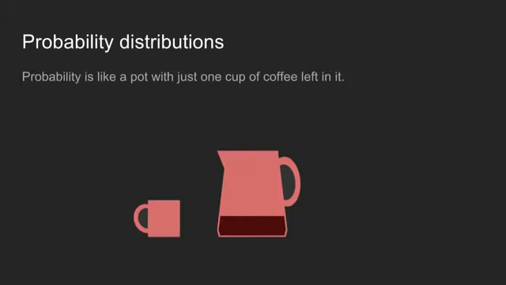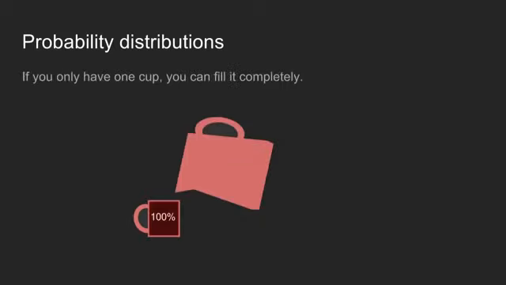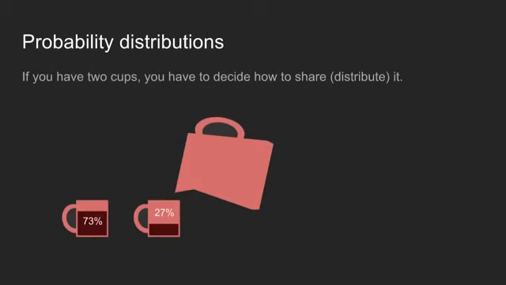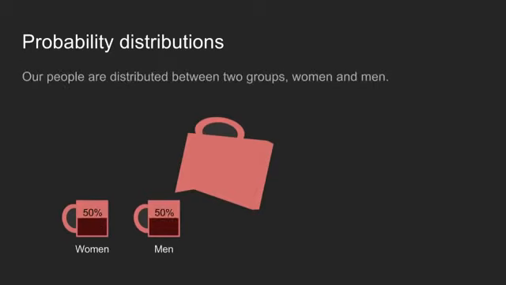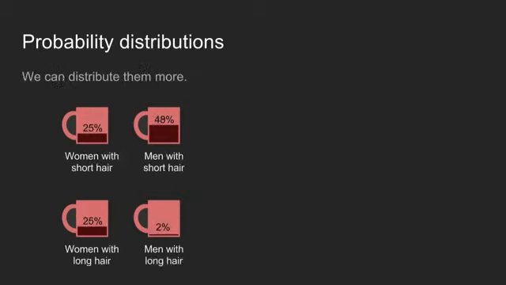So to show this, we'll have to do a little bit of a detour and first talk about probability distributions. You could think of probability like a pot with just 1 cup of coffee in it. If you just have 1 cup to fill up, you can fill it all the way to the top. But if you have more than 1 cup, you have to share it around or distribute it. And you can share it in any proportion you want. So for instance, if we're representing the number of men and women at the movies, we could share it 50-50, but it'll always add up to 100%. We could even share it further into different categories.